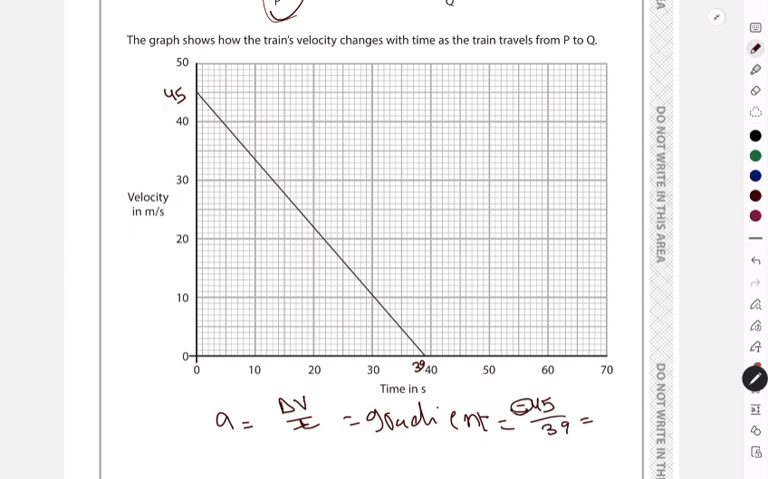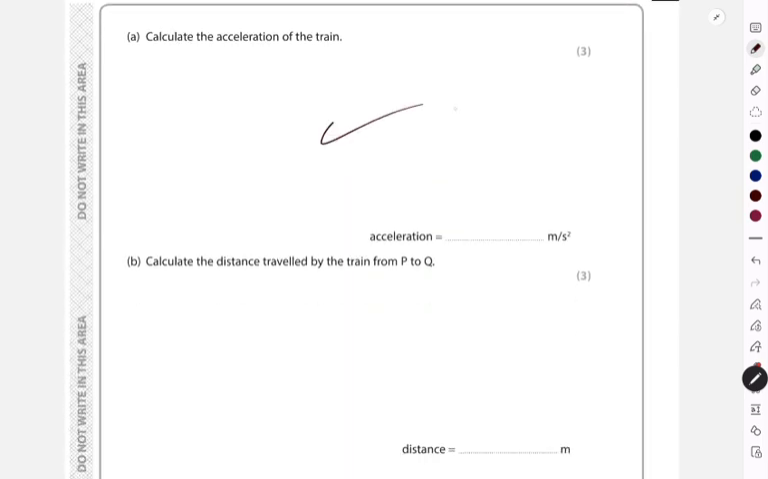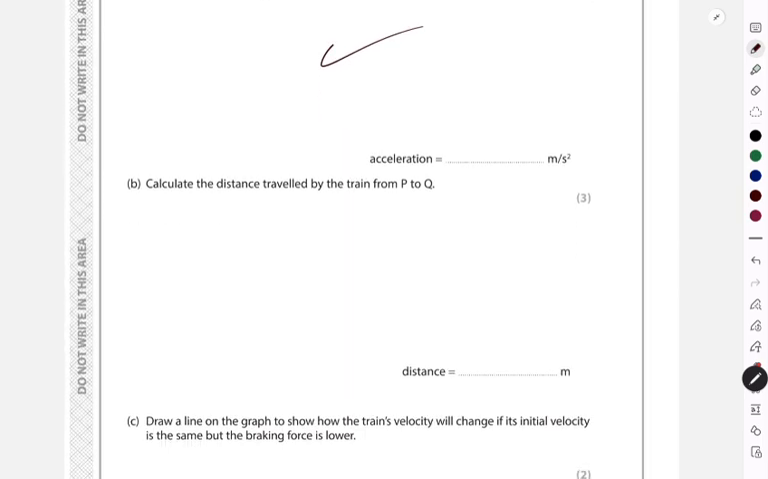Why did I put this negative? Because it's deceleration, not acceleration. This line, I told you that this is deceleration. So negative 45 over 39, by using calculator, it will be negative 1.2 meters per second squared. This is the acceleration. Calculate the distance traveled by the train from P to Q.